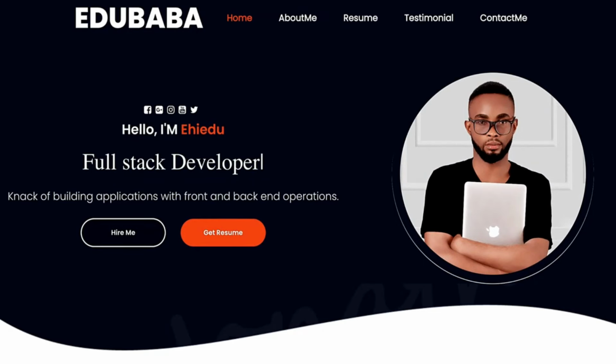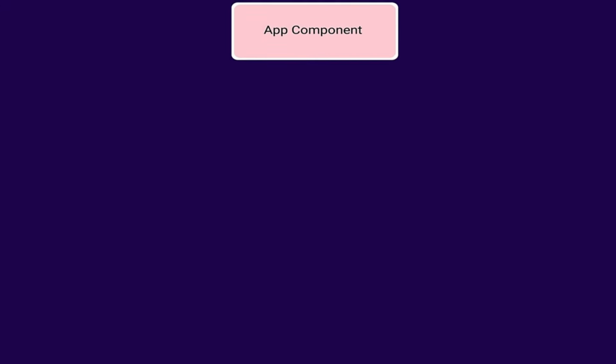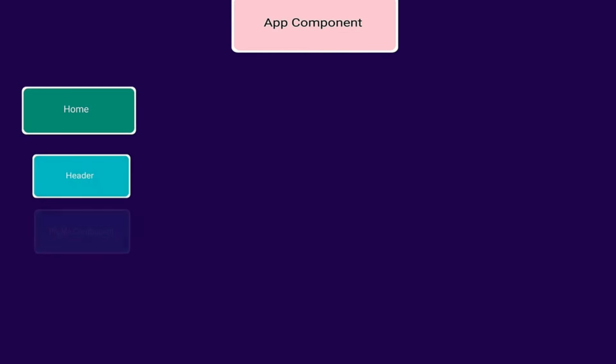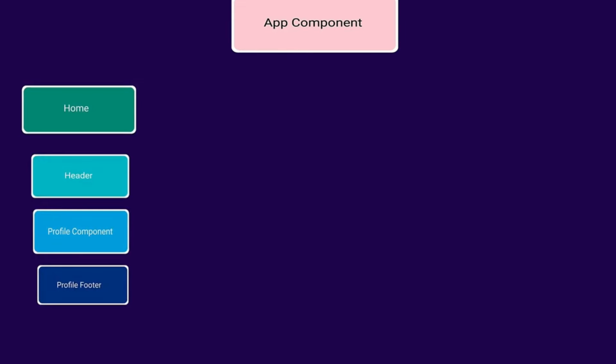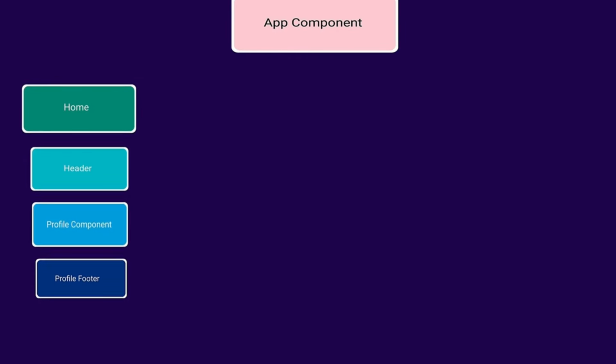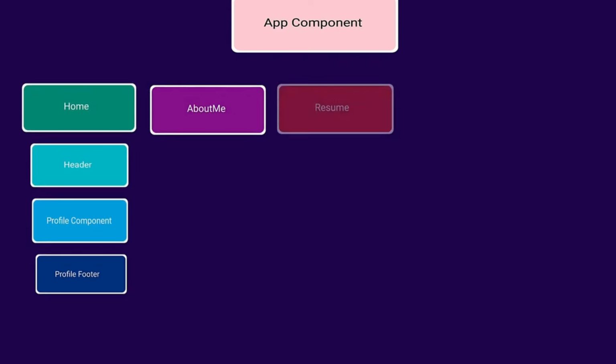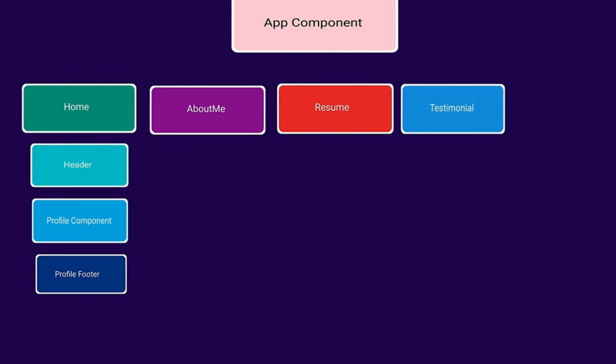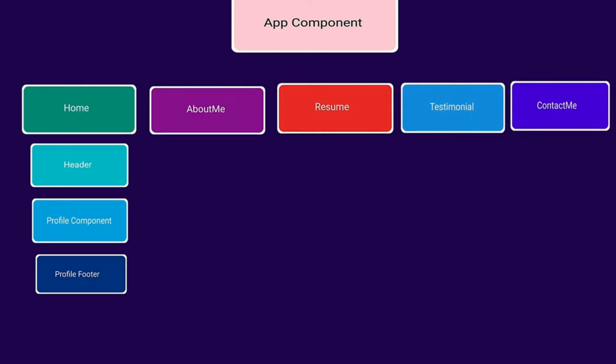Technically, if we want to represent this application as a tree of components, we are going to have at the top the app component, which is the root component, right? Below, we are going to have the home component, and nested within the home component are the header, profile, and the profile footer component. And then we have the About Me component, resume, testimonial, and Contact Me component.